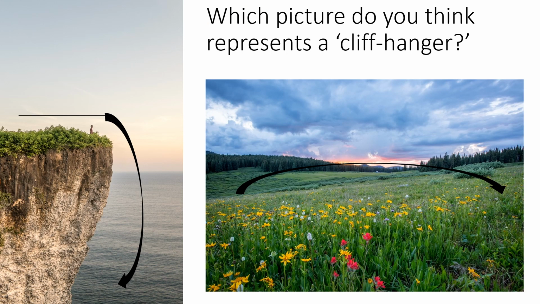So the next exercise is about cliffhangers, and I want you to take a look at these images, and I want you to tell me what you think represents a cliffhanger. Hopefully you are looking at the more dramatic cliff image, which is the left-hand side. The person is walking, walking, walking, and then suddenly it just goes straight down. That is basically the definition of a cliff.